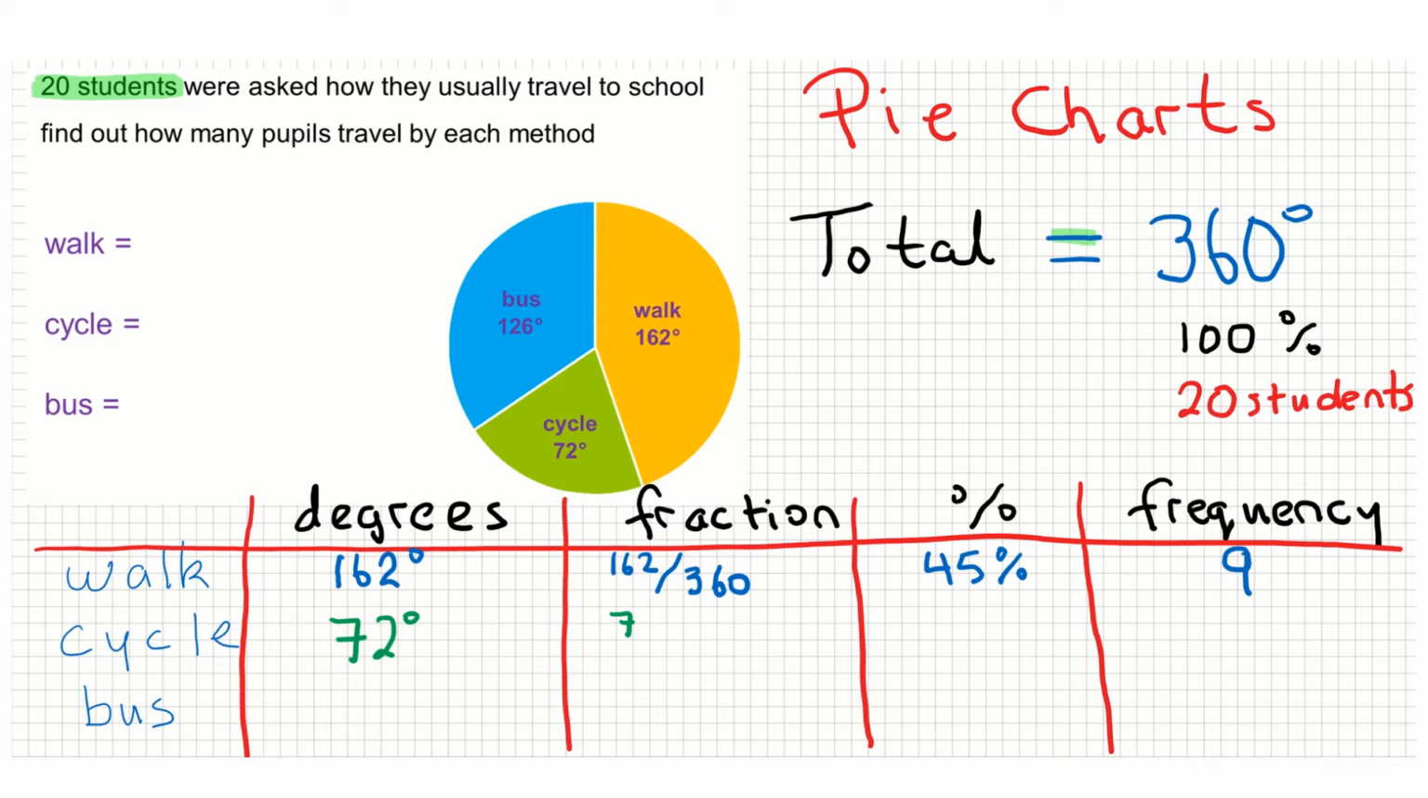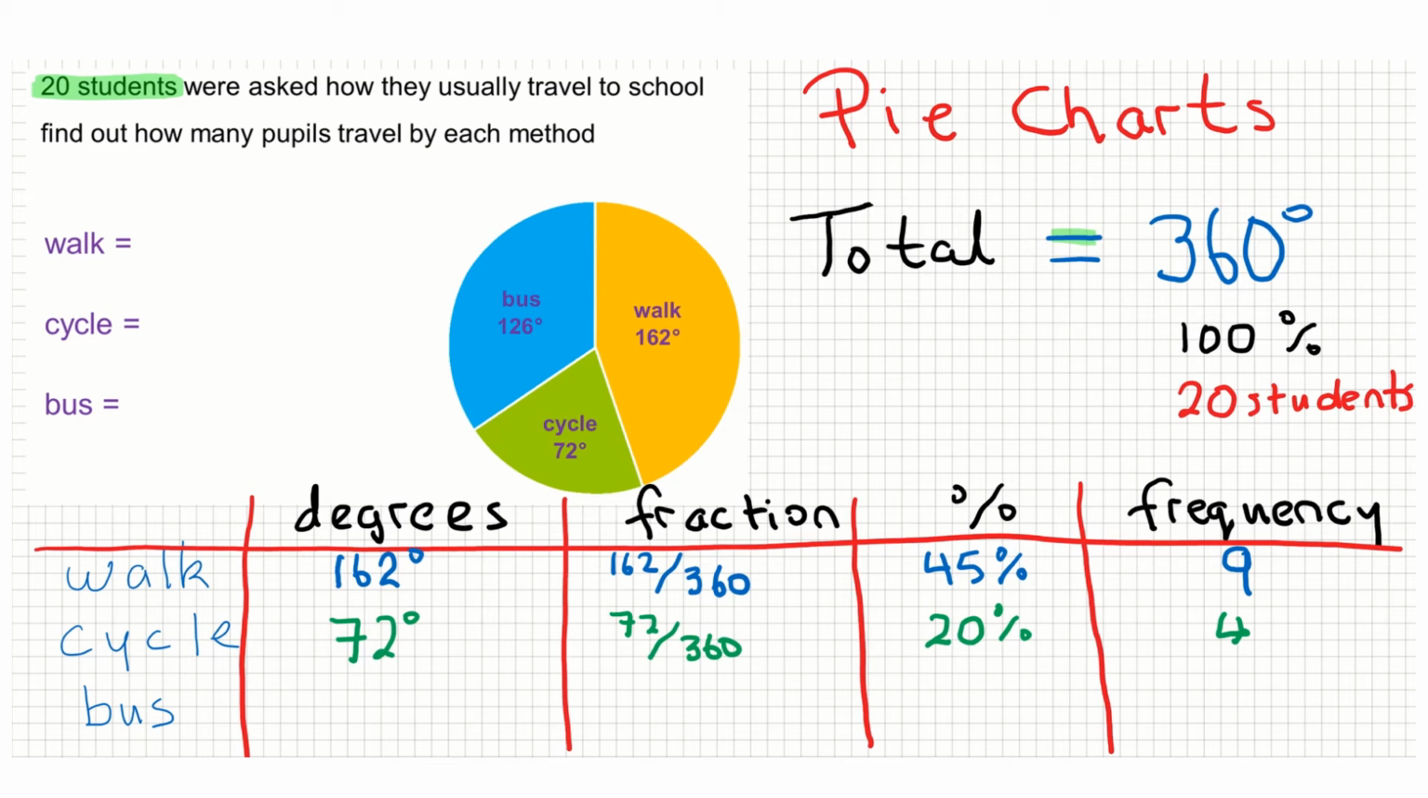72 divided by 360, which gives 0.2, which is 20% when we multiply 0.2 by 100, and we want to get 20% of 20 students. That's 4.